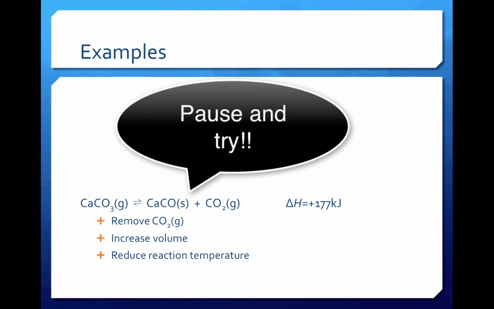Here's our second example then. What I want you to do is the same exact thing. I've got the reaction below. We've got the appropriate delta H values. What's going to happen to this reaction if I remove carbon dioxide? What's going to happen if I increase volume? And what's going to happen if I reduce temperature? Again, pause the video, give these a quick thought, and then we'll go over the answers in a second.